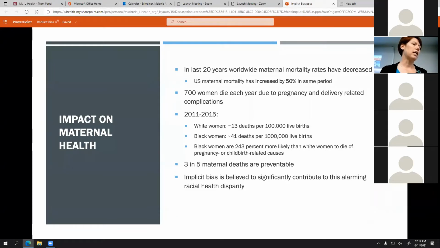That's alarming. And we also know, and Beth pointed this out last time, that 3 in 5 maternal deaths are preventable. So when we're looking at our mortality rate, especially here in the US, we really have a lot of work to do. A lot of what's coming out in the literature right now has to do with the individual factors that impact that maternal mortality rate. And implicit bias keeps coming up because we do believe that it's significantly contributing to this alarming health disparity among the races.